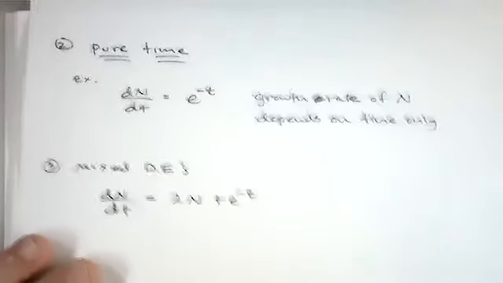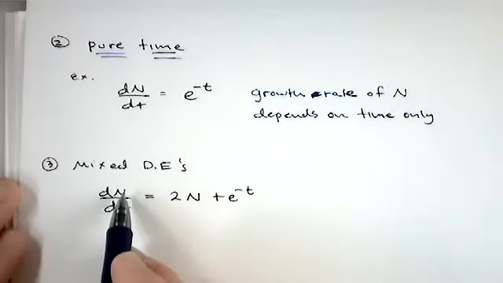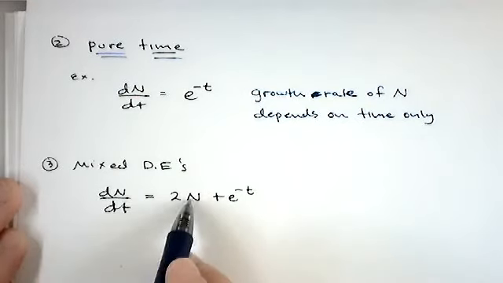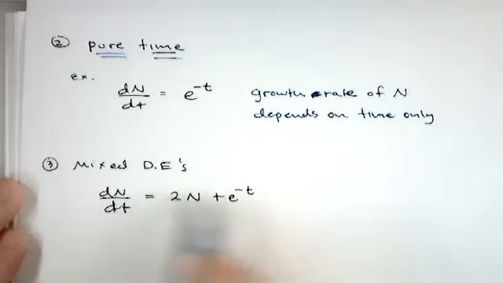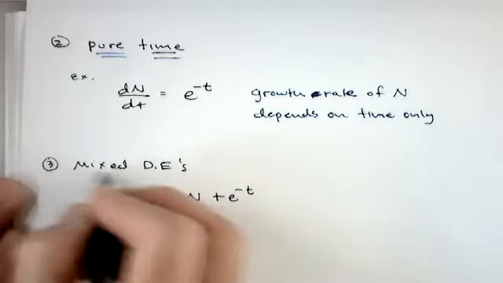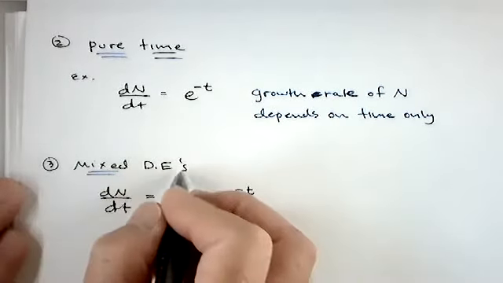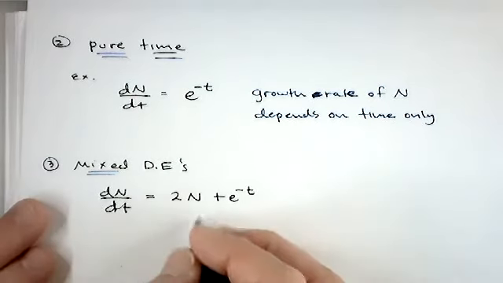And then you could certainly think of populations whose growth rates depend not only on population size, but also on time, right? They're functions of both of those. And they just collectively call that a mixed differential equation. So that just means it depends on both.